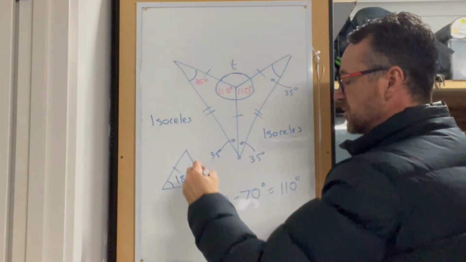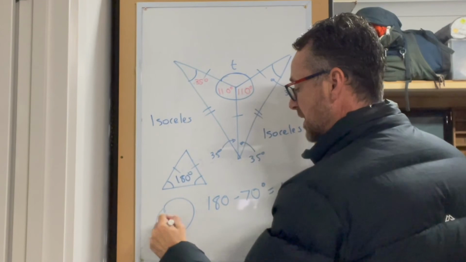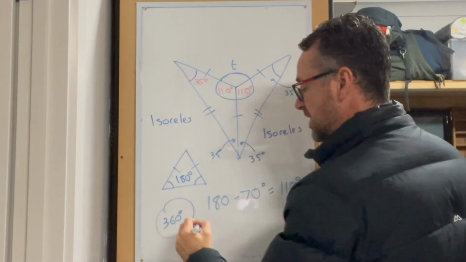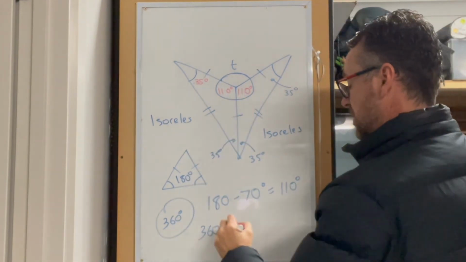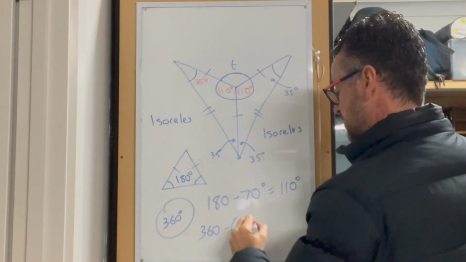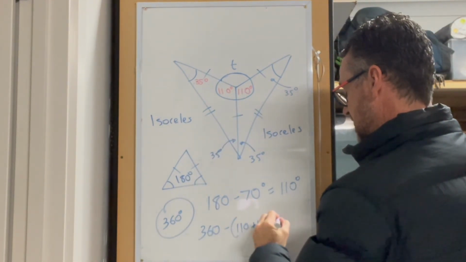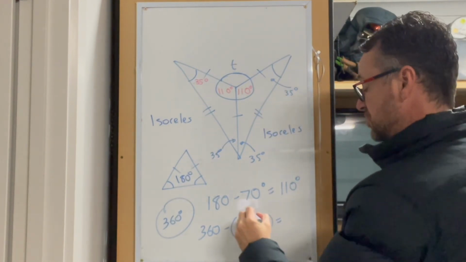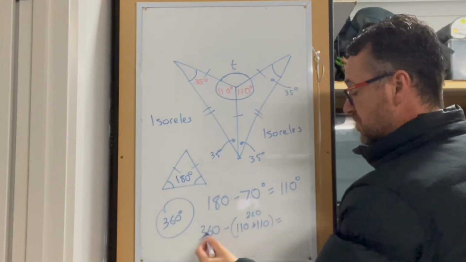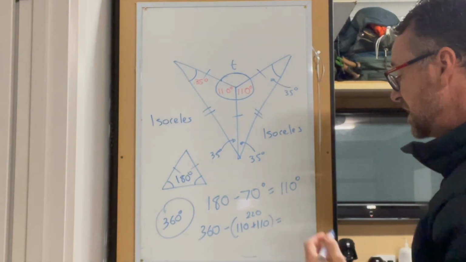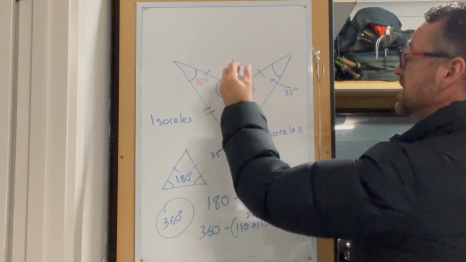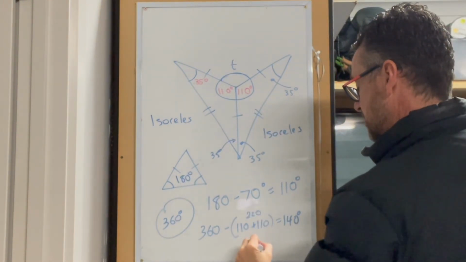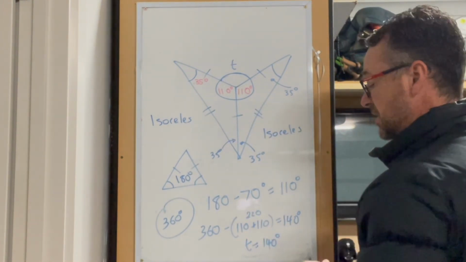So now we can consider that this is actually a full revolution here, okay? And we know that a full circle adds up to 360 degrees. So 360, take away 110 plus 110. So 110 plus 110 is 220. So 360 take away 220, going to leave us with 140 degrees. So therefore T is going to be equal to 140 degrees.